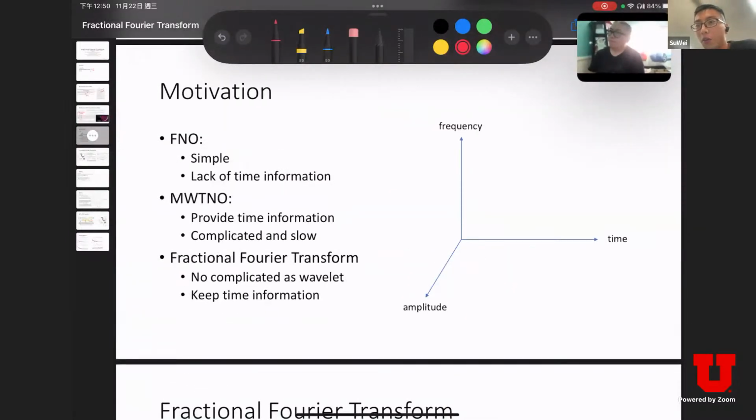From these two methods, we can note what the benefit of each is. The Fourier transform is simple, but lacks time information, and the wavelet is complicated, but they can get the time information at the same moment they get the frequency information. They have frequency and time, and this one only has frequency. So that's the reason why I started reading about the fractional Fourier transform.